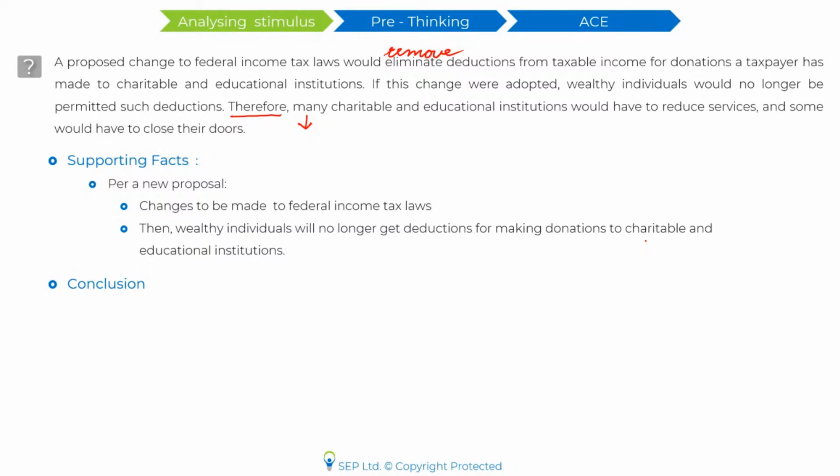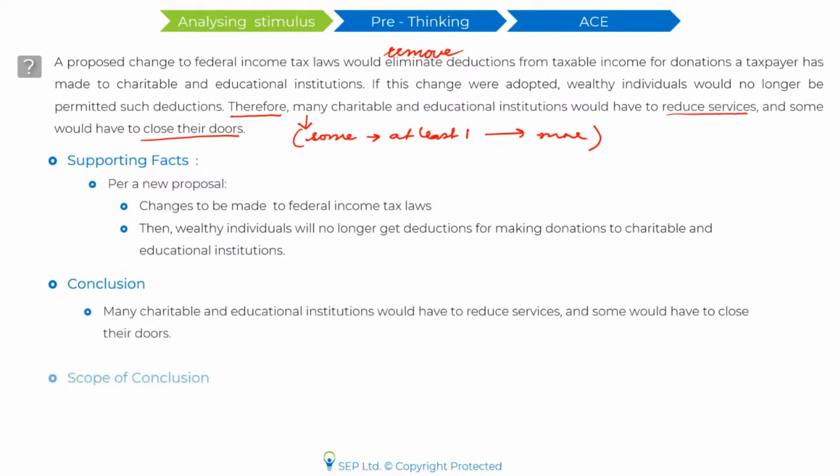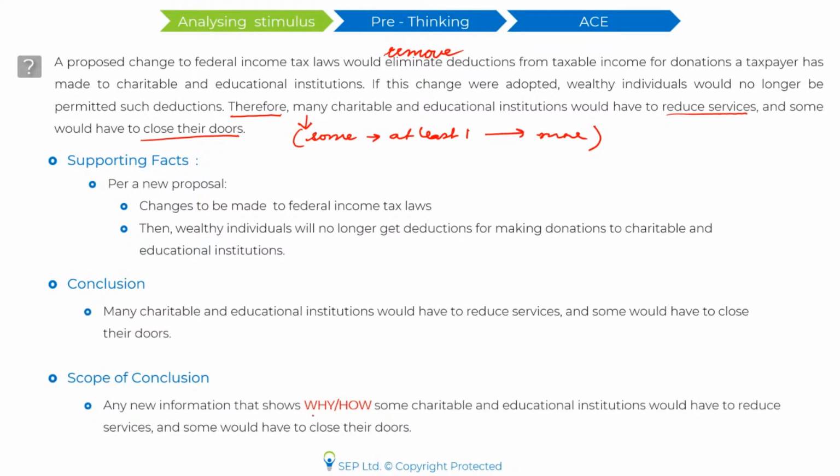So the conclusion is many, and many in CR is equivalent to some. Some means at least one, okay, and could be more. So we are saying some of these institutions would have to reduce their work and some would have to close their doors. That's the conclusion here. Scope is why or how some charitable and educational institutions would have to reduce services, and why would some have to close their doors. This is what I've asked you to set, right?